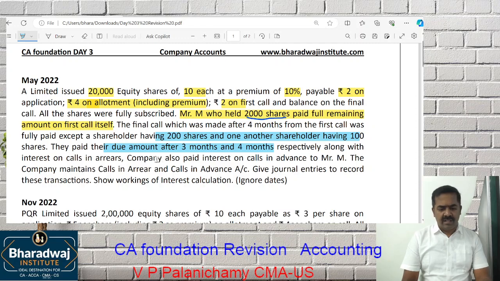The company also paid interest on calls in advance, and the company maintains calls in arrears account and calls in advance account. Give journal entries to record the transaction. Show workings for interest calculation. They have given it. Okay, ignore the dates, they have been given.